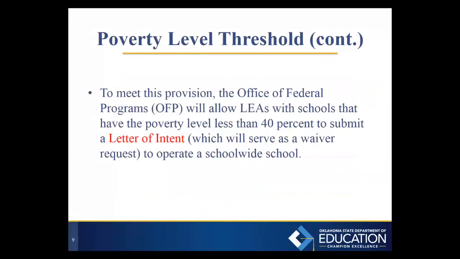To meet this provision, the Office of Federal Programs will allow LEAs with schools that have a poverty level less than 40% to submit a letter of intent, and the letter of intent will serve as a waiver request to operate as a school-wide school. Remember, the letter of intent is on your consolidated application under Title I, Part A.